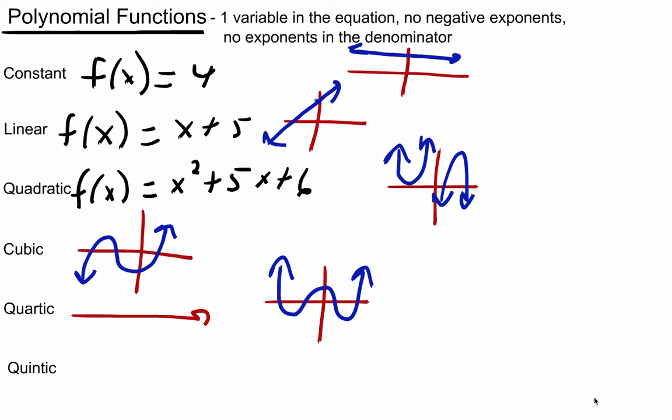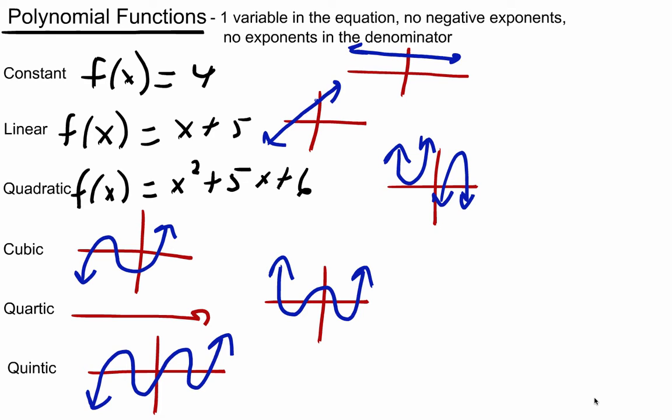And then for the quintic, you probably can guess, that's going to cross the axis 1, 2, 3, 4, 5. So the degree of the polynomial, which means the largest exponent in your equation, tells you how many times it's going to cross the x-axis.